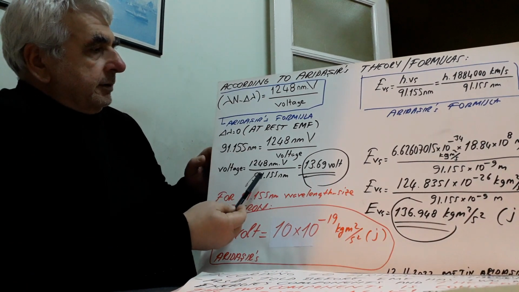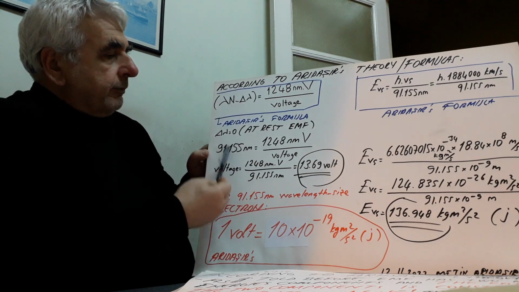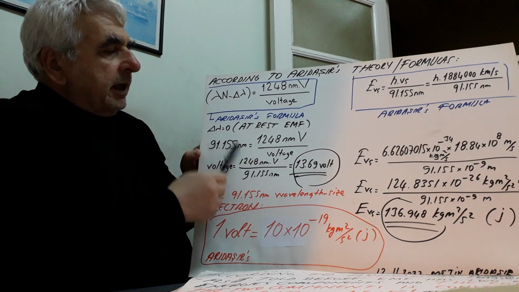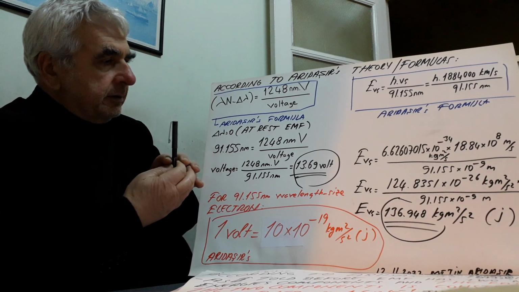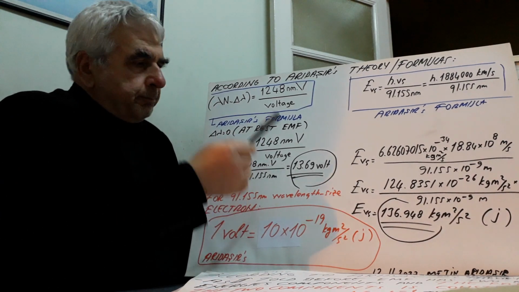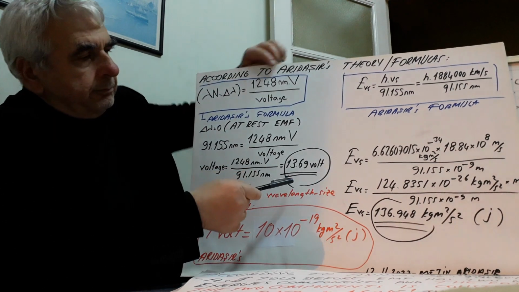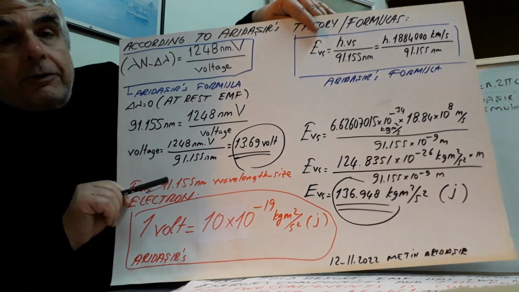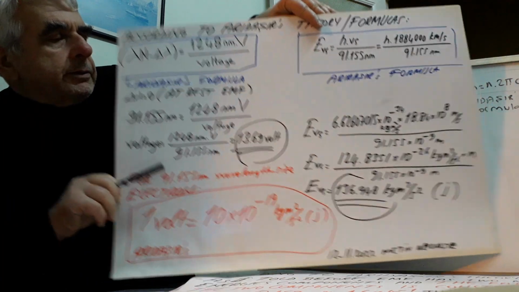Now, here, left side, applied voltage formula, for 91.155 nanometer at rest electron, its point energy is 13.69 volt. Not electron volt, only volt. Remember from my former videos.